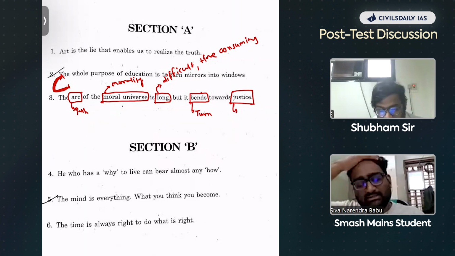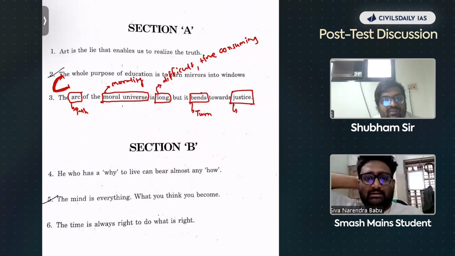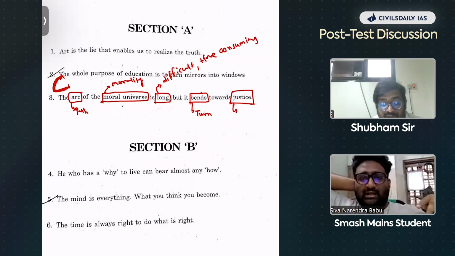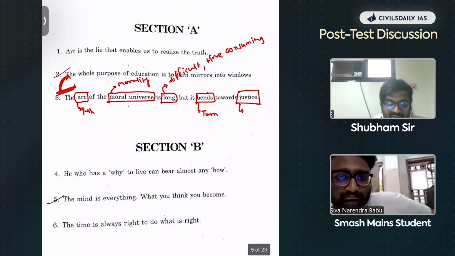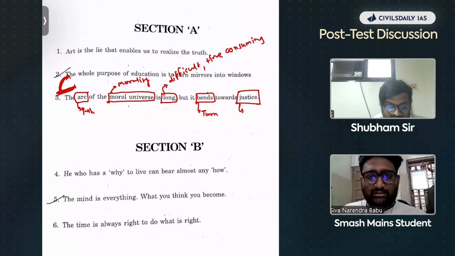Now I understood, sir. That means the path of morality may be a lengthy one, but at the end of the day, it goes towards justice. Not at the end, but it moves towards justice. So this may be your struggle up till this point, but it turns towards justice.